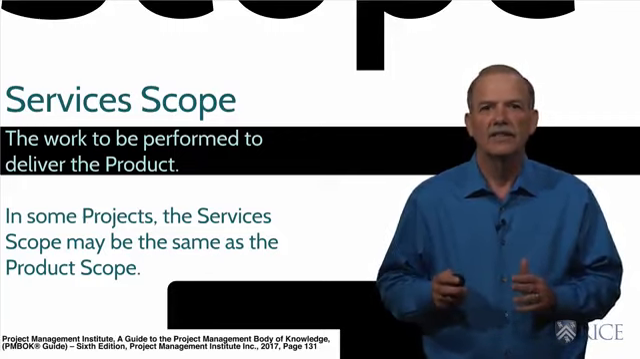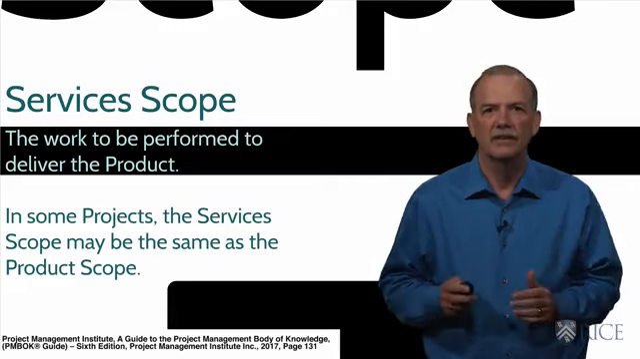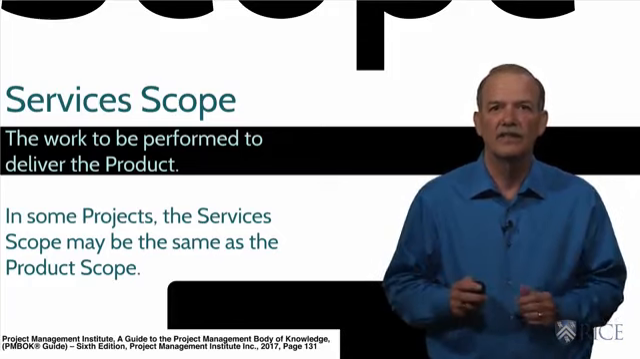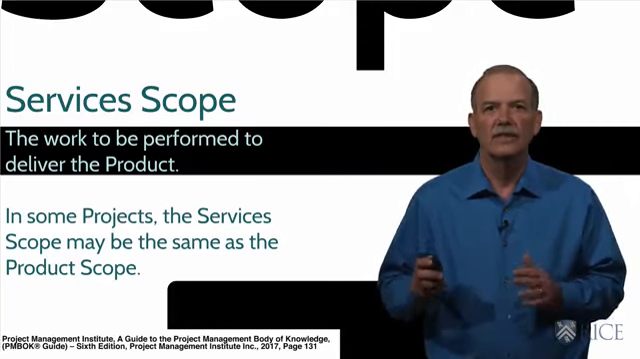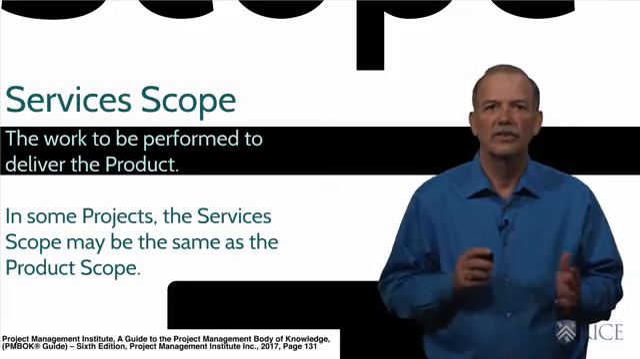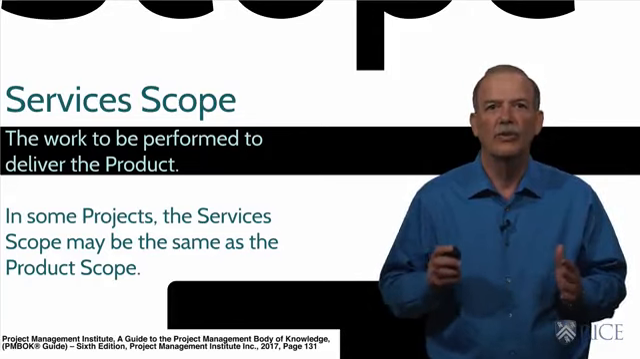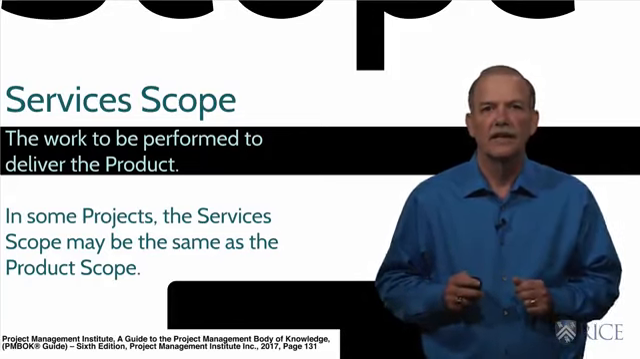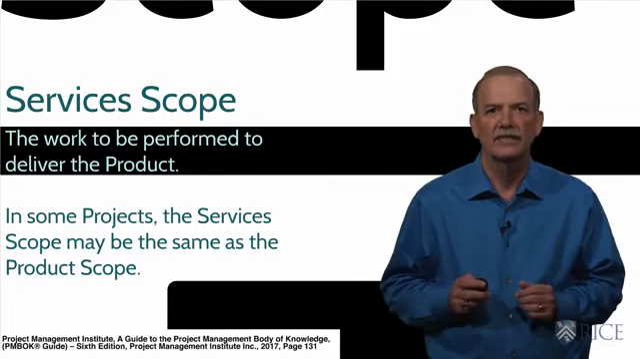In some cases, the services scope and the product scope may be the same element. For instance, if our project is to perform a feasibility study or to investigate a new market, the services activities become part of the final result and the deliverable. It is important to include both elements in your project scope statement. Leaving out the services scope can lead to important misunderstandings.